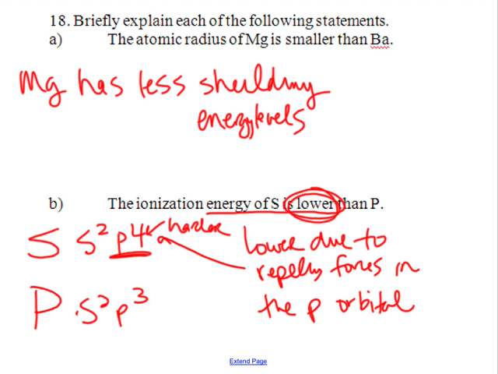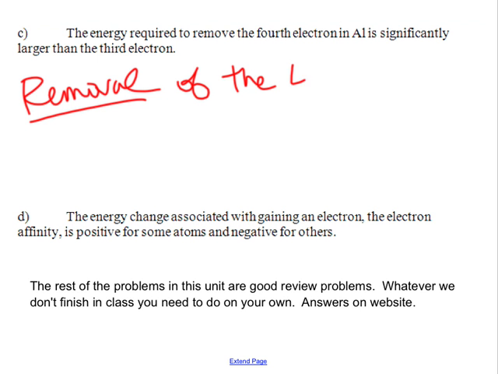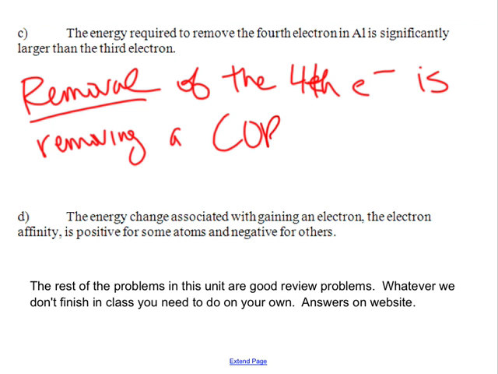All right. Next up. The energy required to remove the 4th electron in aluminum is significantly larger than the 3rd. Removal of the 4th electron. Do you see how I'm starting all these? Oh, 4th electron is what? Is removal of a core electron. Removing a core. That's all you have to say. That's it. I don't want to read. I don't like reading. Don't make me read.